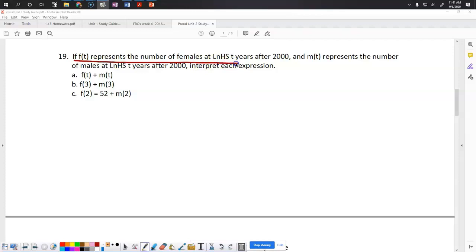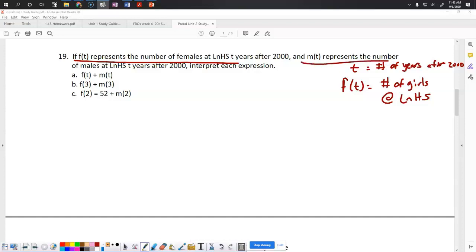F of t represents the number of females at LNHS t years after the year 2000. So F of t, in brief, represents the number of girls at LNHS. T represents the number of years after 2000. So like this year, for instance, is 2020, right? Well, then in this case, t would equal 20, because that's been 20 years after the year 2000. M of t represents the number of males.